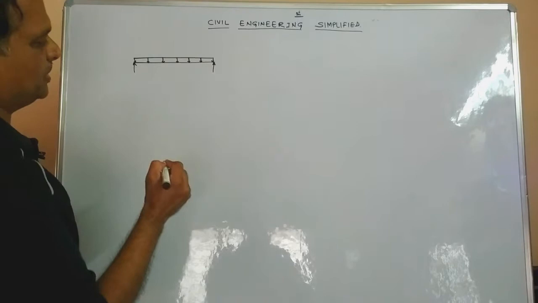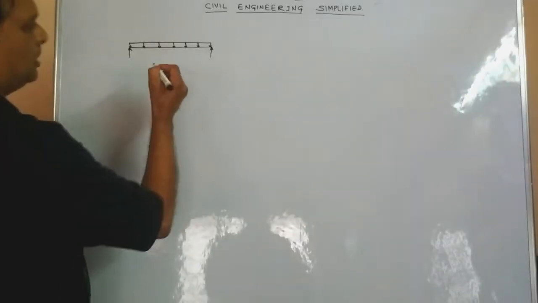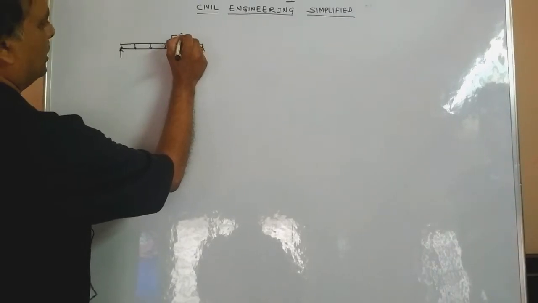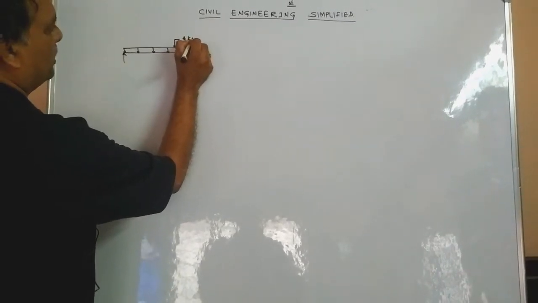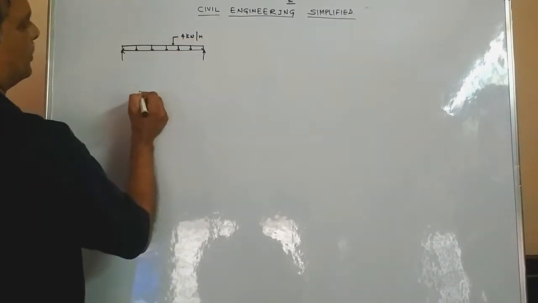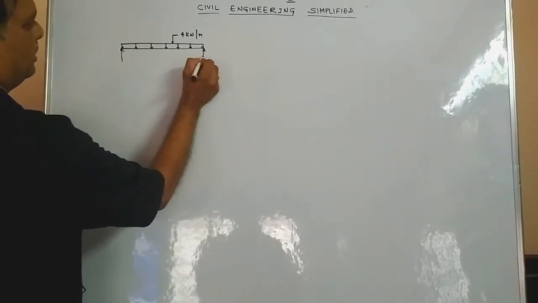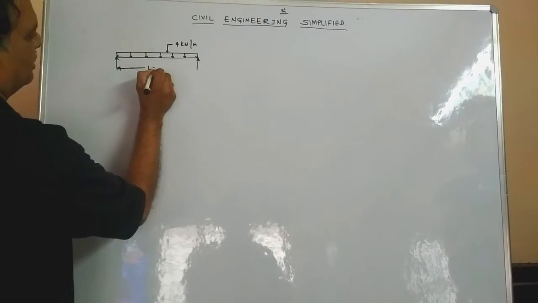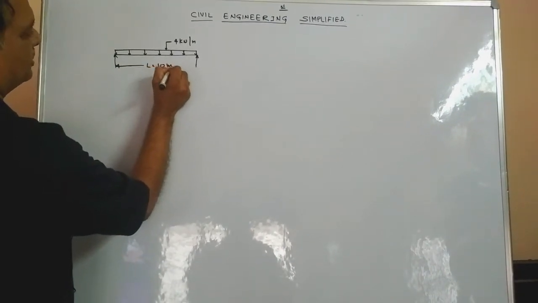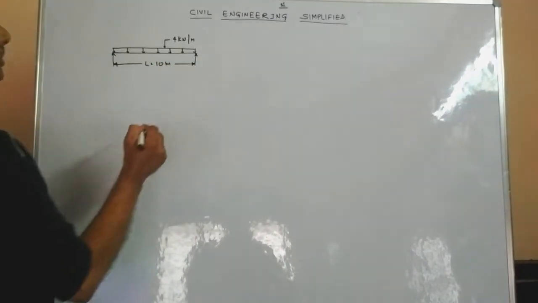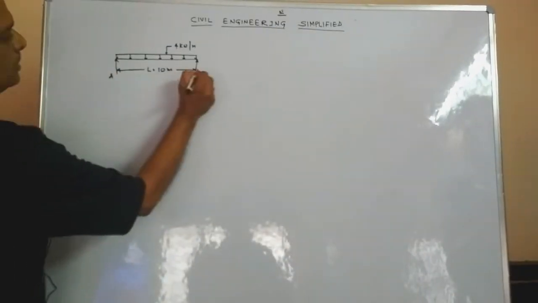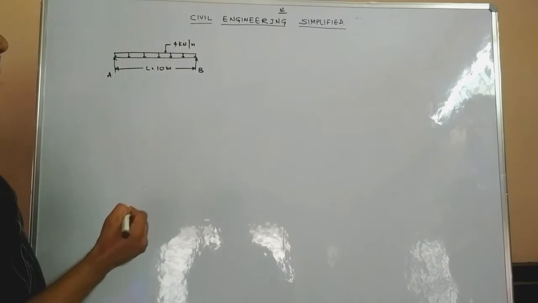For the purpose of understanding, let us assign some values for this. I will take about 4 kN per meter as a UDL, and let us consider this span as about 10 meters. I'll indicate these supports as A and B.